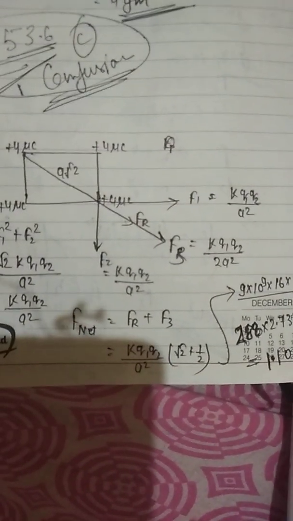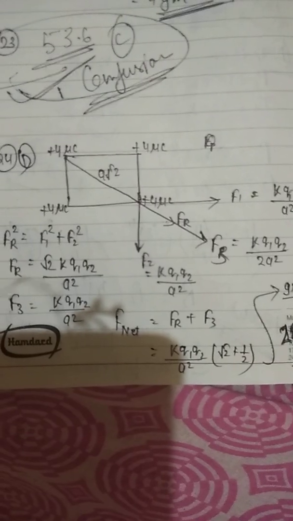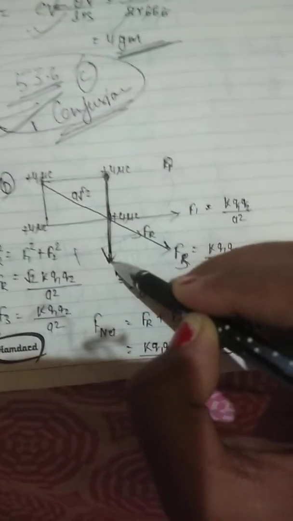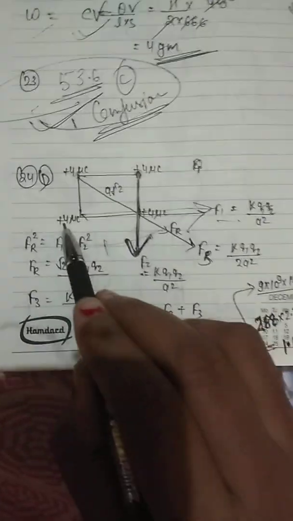It has been given what? 4 equal point charges plus 4 microcoulomb are placed at 4 corners of a square that is 50 centimeter on a side. The force on any of the charges is. As we are knowing, 4 microcoulomb, 4 microcoulomb, 4, 4. All are positive. So what will happen? Whatever the forces will be acting, that will always be outward. So due to this charge, force will be acting in this direction, downward. F2 I have taken, and in this direction it will be F1 due to 4 microcoulomb, and due to this charge it will act along the diagonal.